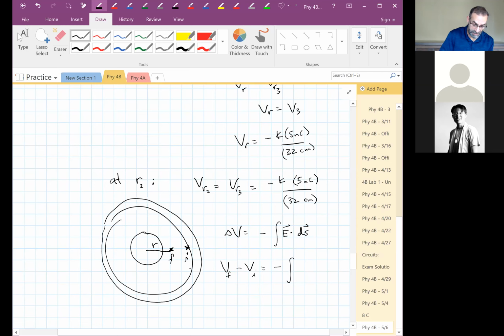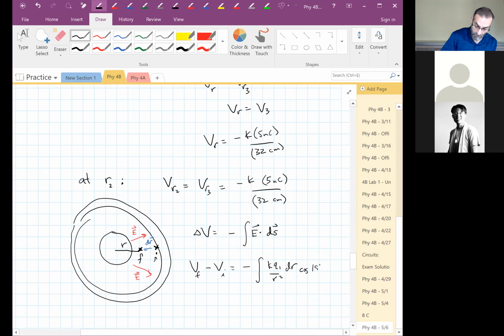Now, what is the electric field in that region? It was K Q1 over R squared, right? And it was positive charge. So the electric field is pointing outward. And we are going inward. So we get a cosine 180. And we're going from our final to our initial.